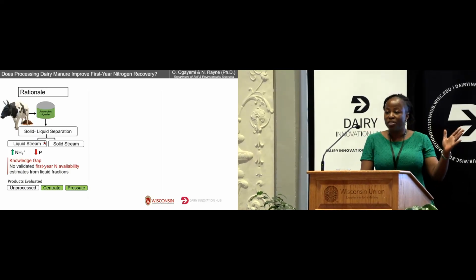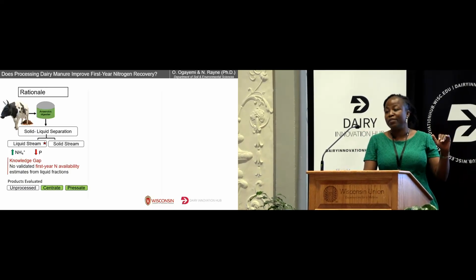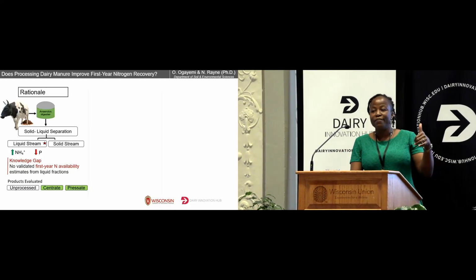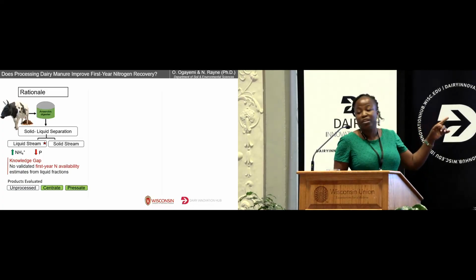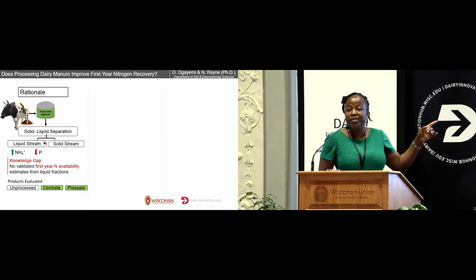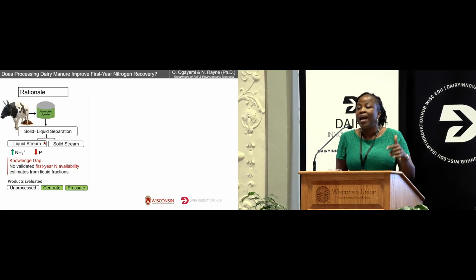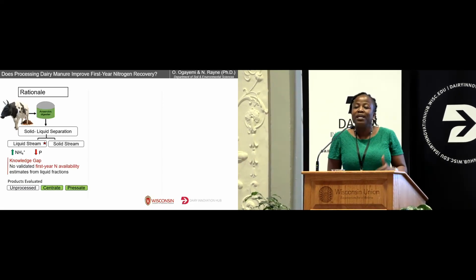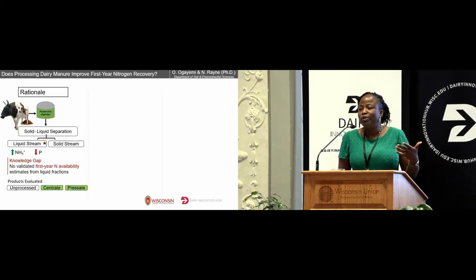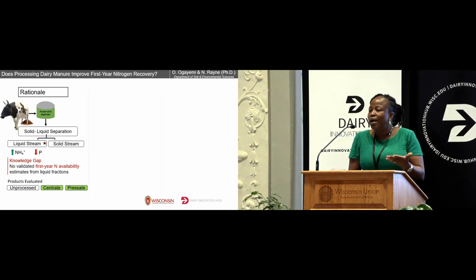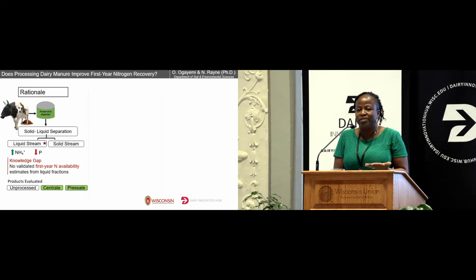Now, this stream is able to produce two major products. We have the solid stream that is low in ammonium content and high in phosphorus content, and we have a liquid stream that has a very different chemistry, that is high in plant-available nitrogen and very low in phosphorus.